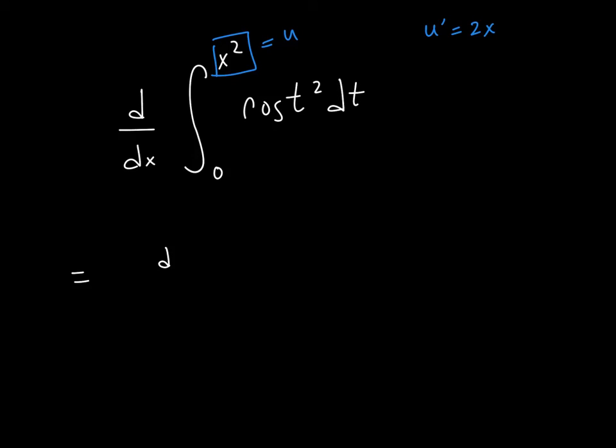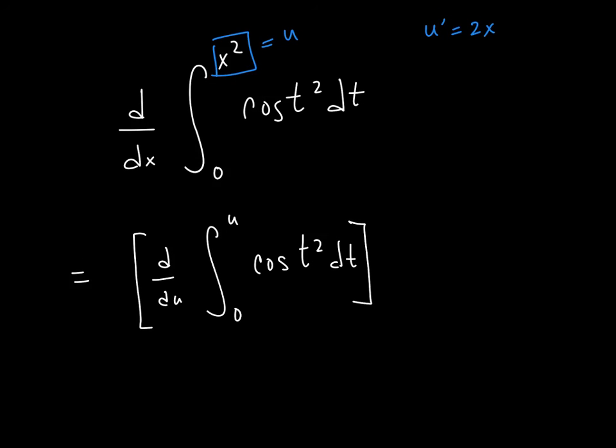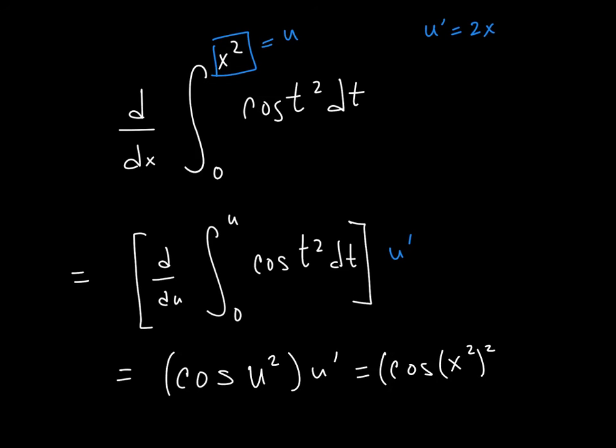I take the derivative with respect to u of the integral from 0 to u of the cosine of t squared dt, but I would have to multiply that times u prime. So all of that gives me cosine of u squared times u prime, which would give us cosine of x squared squared times 2x, or all of it is equal to 2x cosine of x to the 4th power.